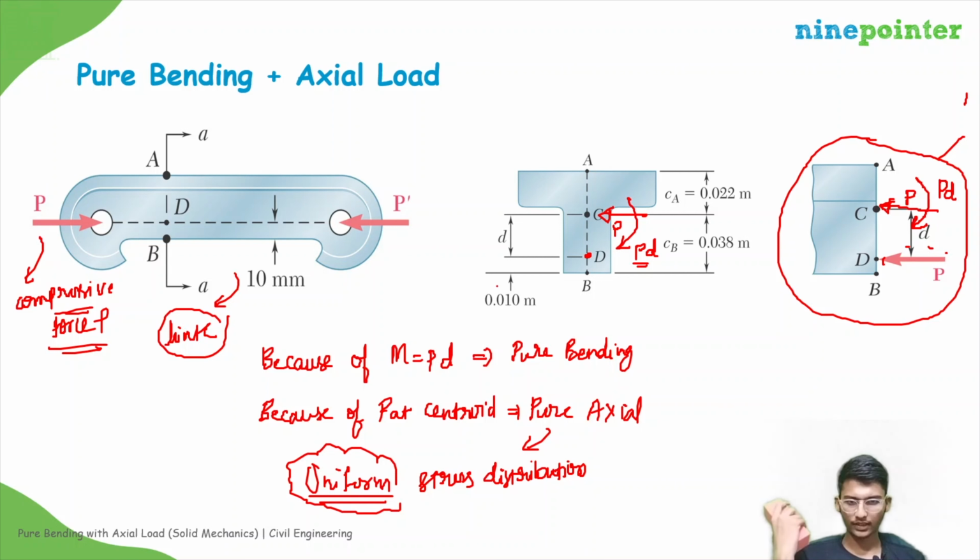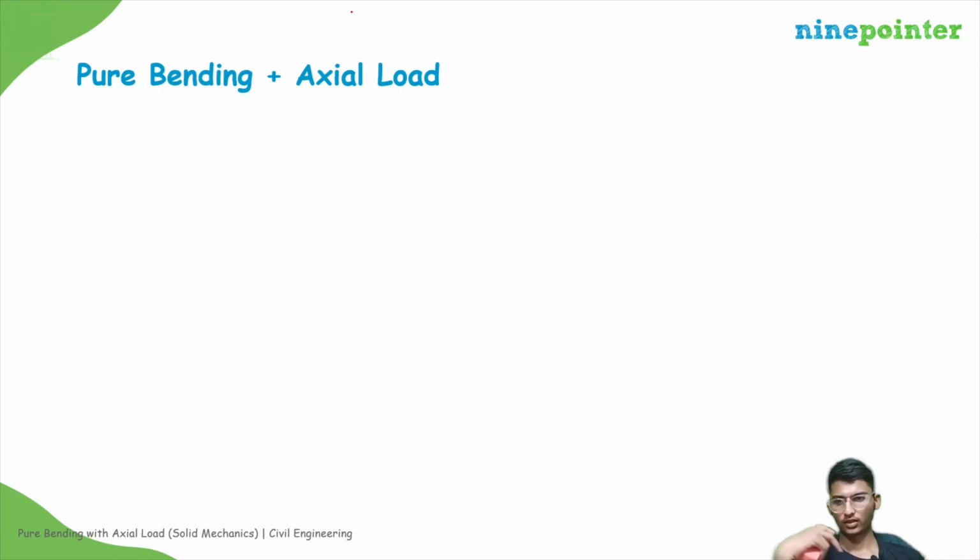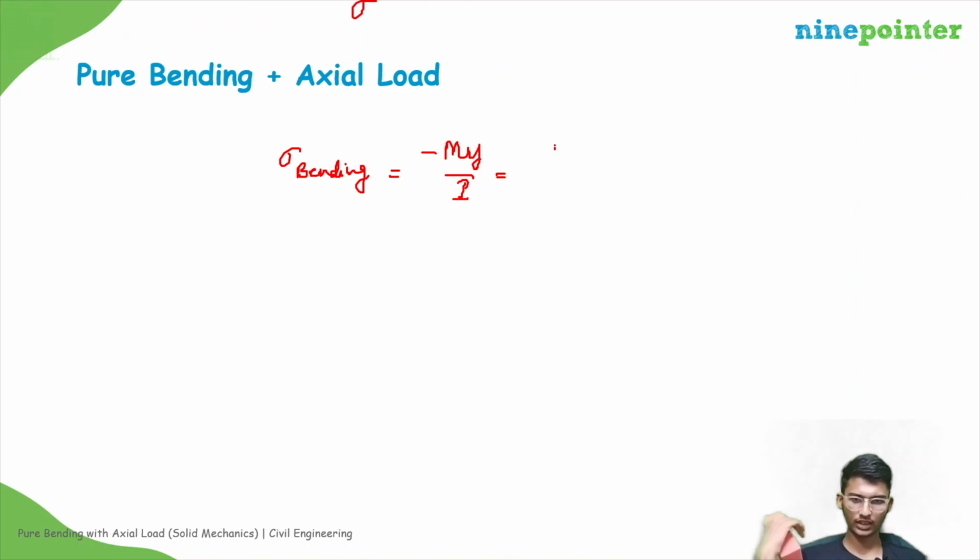So from this we get sigma axial is equal to minus P by A, right? We can calculate the area of this T section. And sigma bending stresses will be given by minus My by I. And this M is negative. If we want to put sign conventions, then it will be PD into Y divided by I. Okay, this is I of the T section.